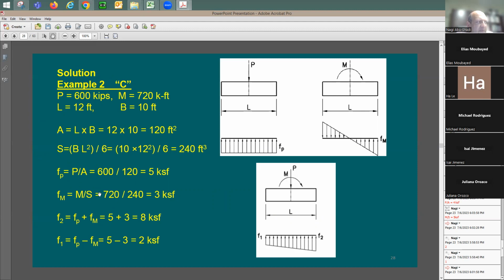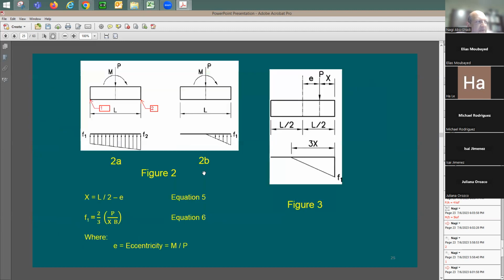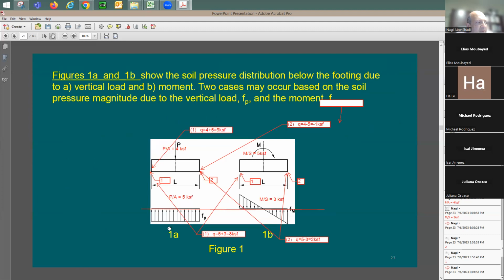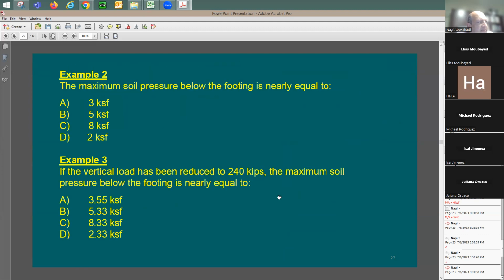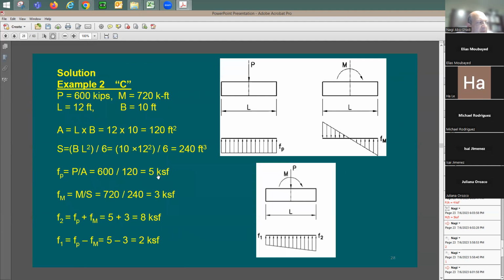Now we have P over A, M over S. Same numbers that I was working with, right? You remember these numbers? Yeah, 5 and 3. Due to vertical load, I have 5 KSF. Due to moment, I have 3 KSF. It means one side, here's F1, is going to be how much? 5 minus 3, because compression is coming this way and tension is on this side. And the other side is 8, 5 plus 3. Okay, good. Now I understand this. I have a numerical example for it.